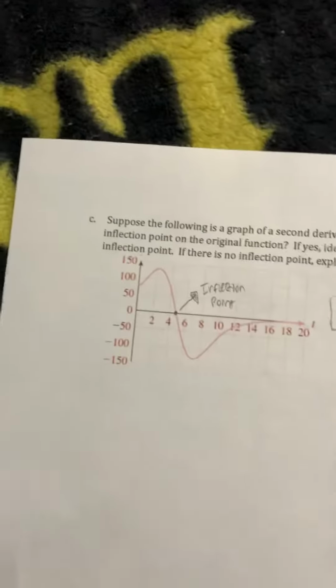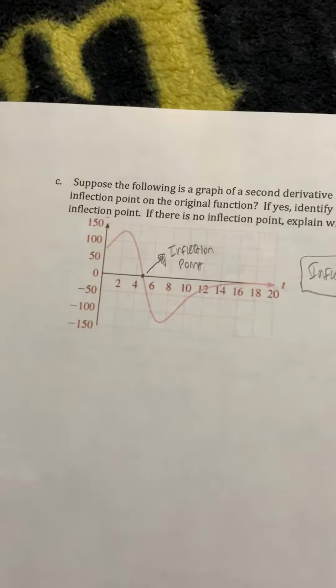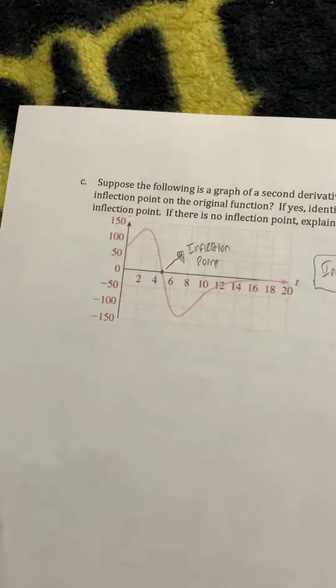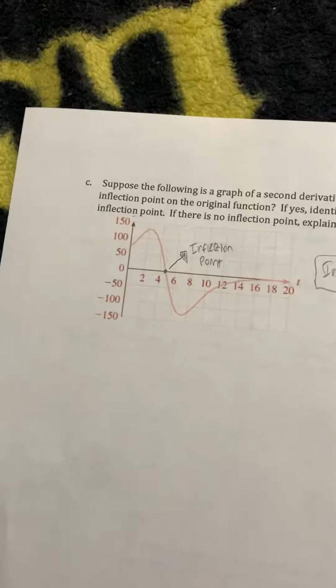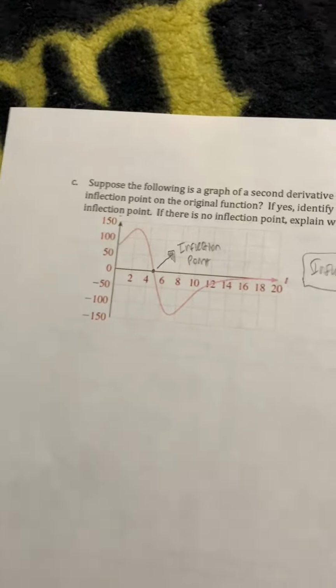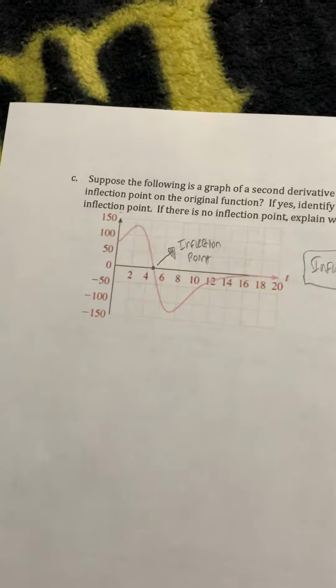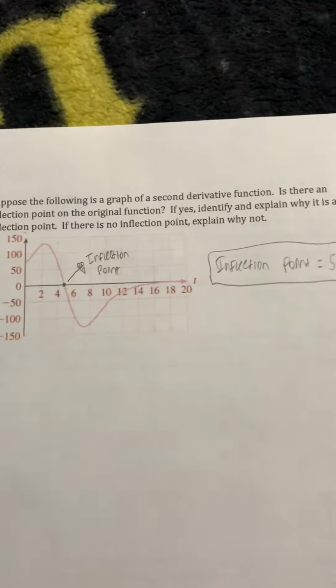So if I flip this over, go to part C. Basically, the graph crosses through the x-axis, or the line of 0, at 5. So once again, the answer would be 5. The point of inflection would end up being 5.